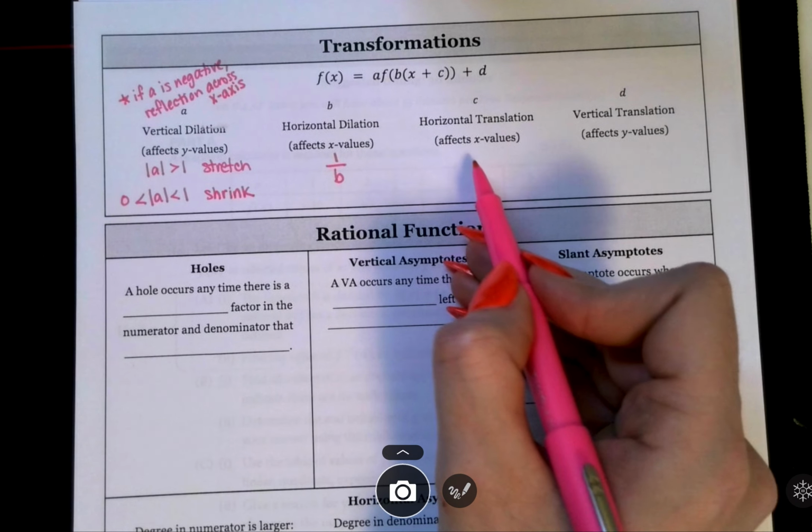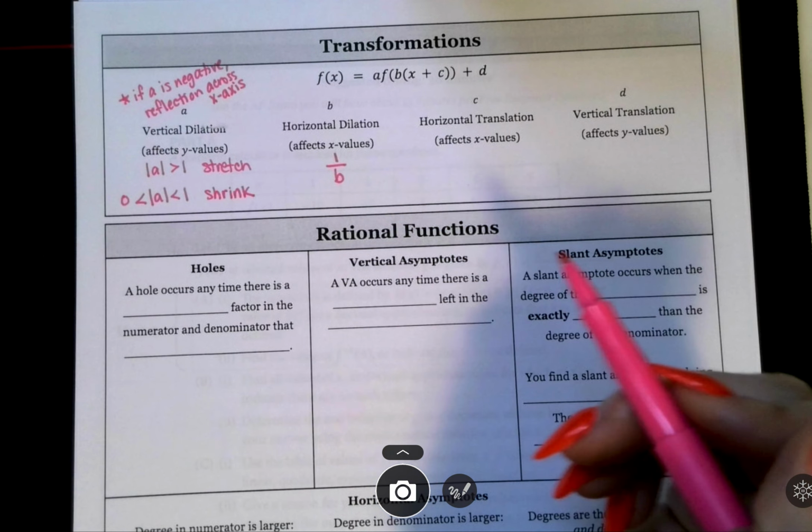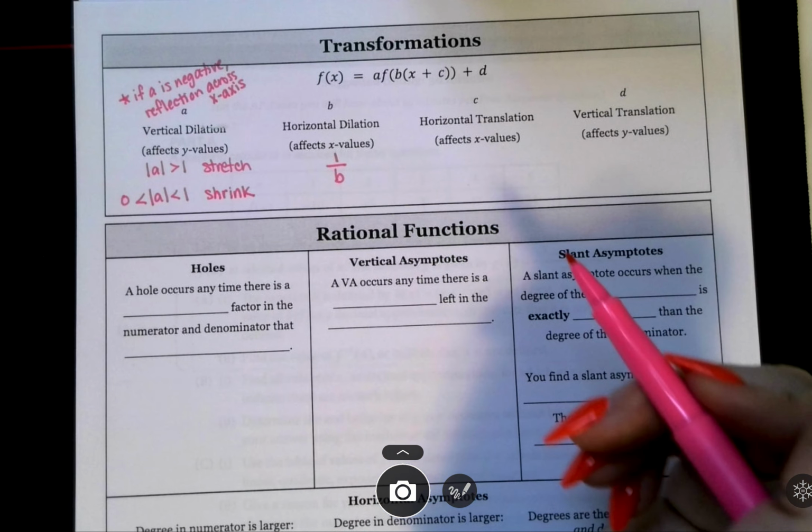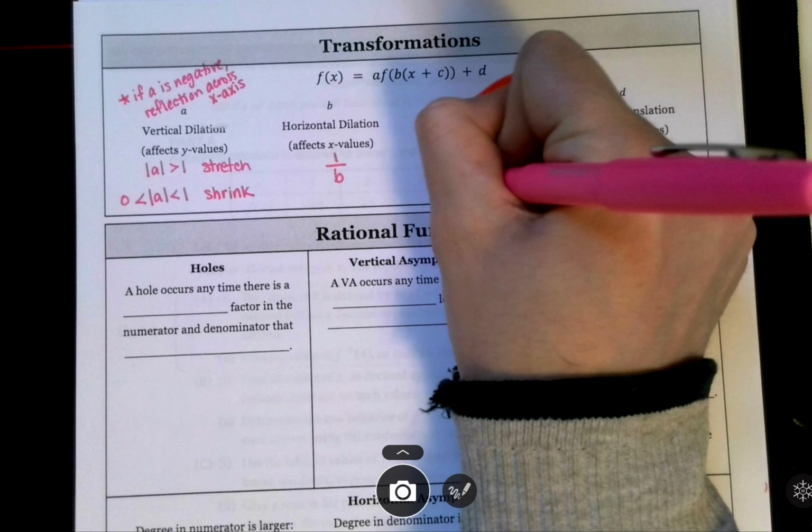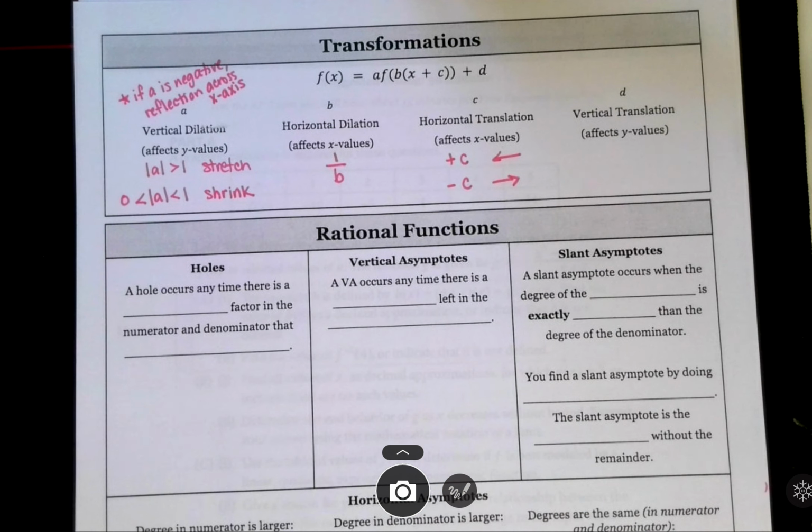My C is a horizontal translation, so either going left or right. If I have plus C, then it is actually going to the left. If I have minus, it's actually going to the right. It's kind of the opposite of what it looks like, and that will affect your domain. It affects your x values.